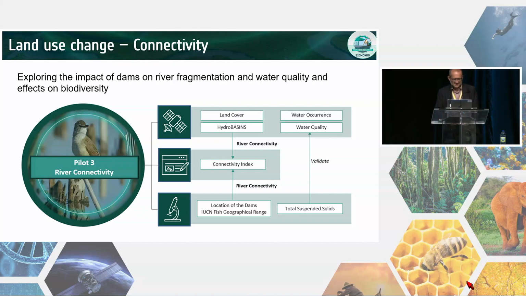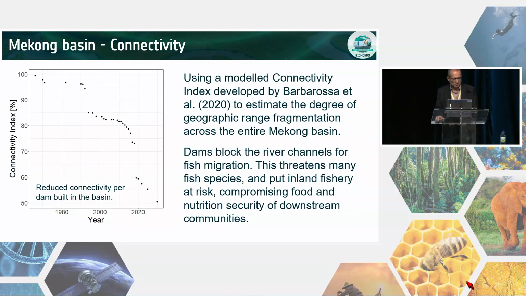So the third pilot, and I'm going very fast, is to explore the impact of dams on river fragmentation and water quality. There were two aspects here. For this, the team developed a connectivity model, which was developed by Barbarossa et al. in 2020, to estimate the degree of habitat fragmentation across the Mekong River, but it can be deployed in other basins. The graph shows the reduced connectivity from different dam constructions that have been built over the years in the area of the Mekong River.